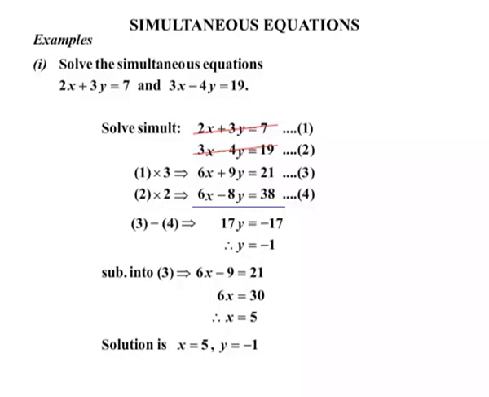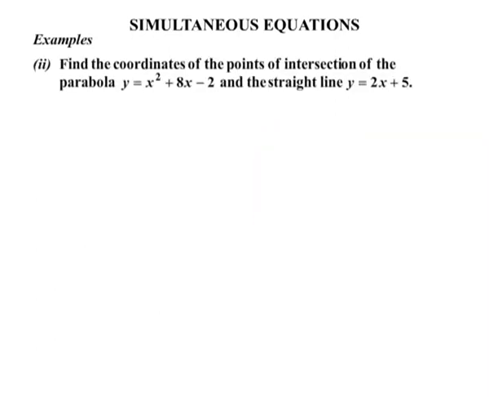Excellent. The second one, you need to find the coordinates of the points of intersection of the parabola y equals x squared plus 8x minus 2 and the straight line y equals 2x plus 5. So again, we'll need to solve these simultaneously. Let's just write down the two equations, call them 1 and 2.